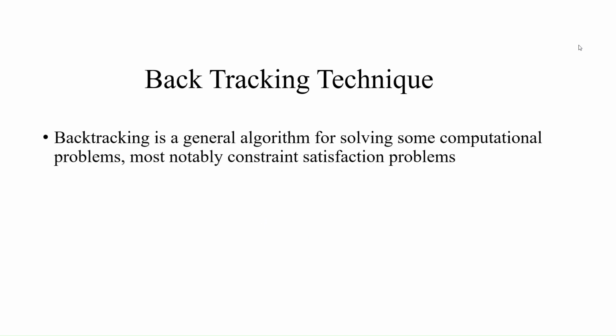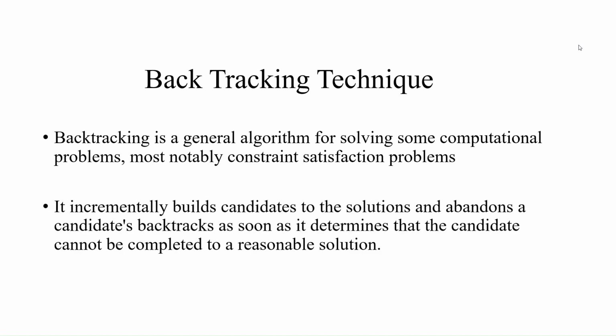Now let us learn what is a backtracking technique. Backtracking is a general algorithm for solving some computational problems, most notably constraint satisfaction problems. It incrementally builds candidates to the solutions and abandons a candidate, backtracks, as soon as it determines that the candidate cannot be completed to a reasonable solution. So now let us discuss about how to solve an abstract problem using backtracking technique.